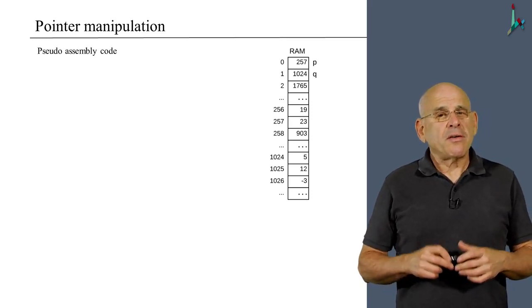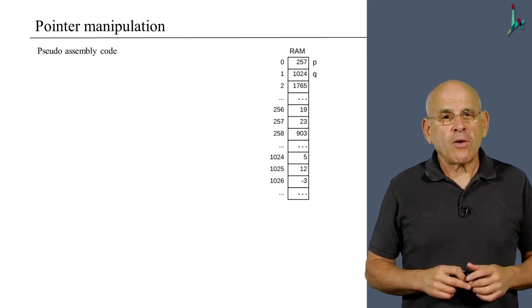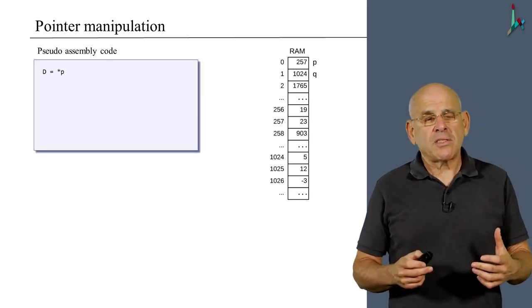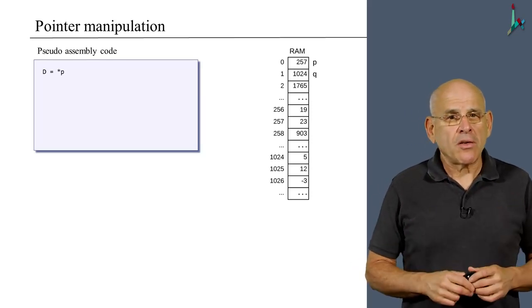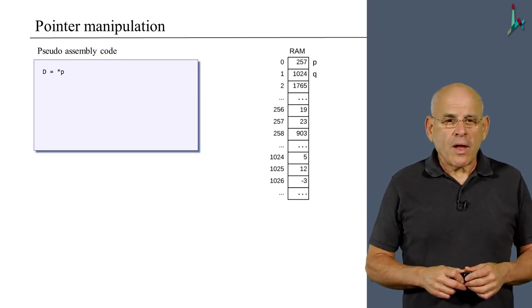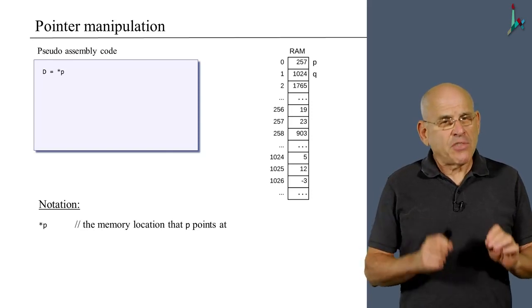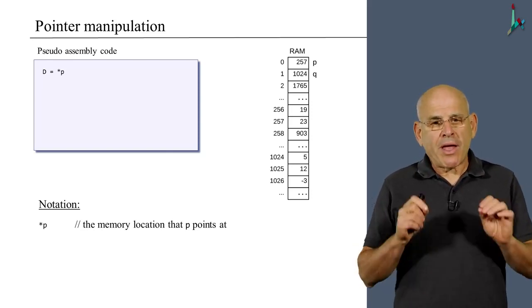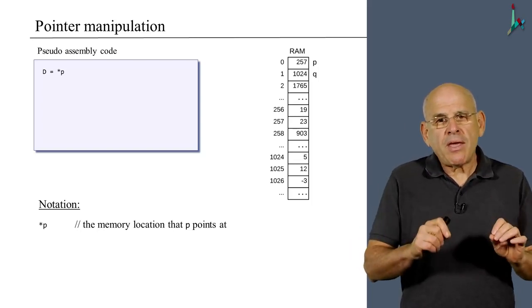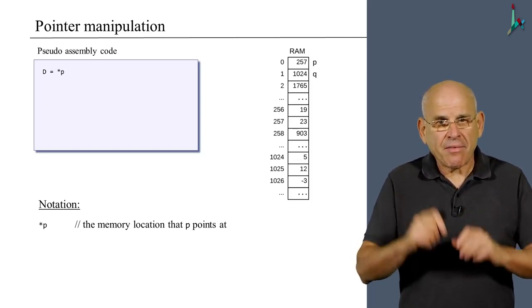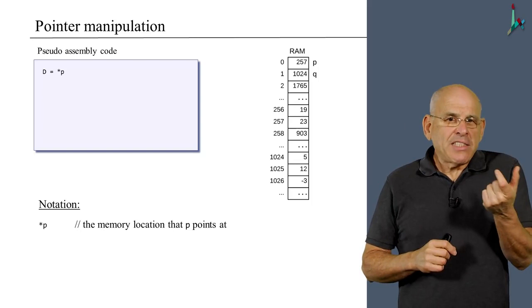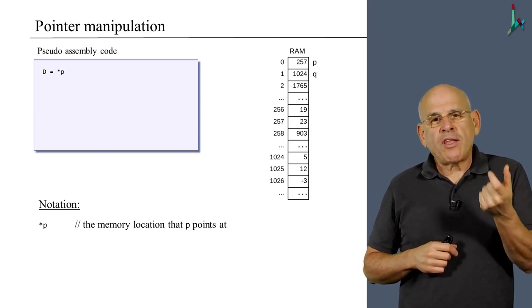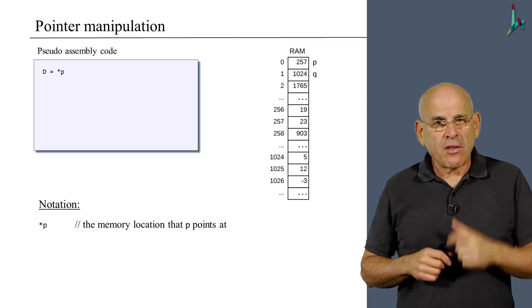Now consider the following pseudo-assembly statement. D equals asterisk P. What do we do here? Well, here's the rule of the game. Asterisk P refers to the memory location that P points at. So the asterisk notation tells us that we want to treat P as a pointer.